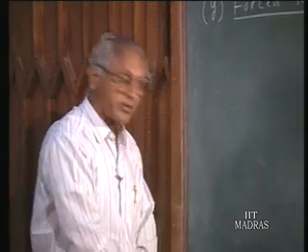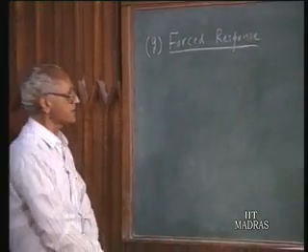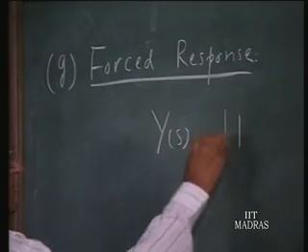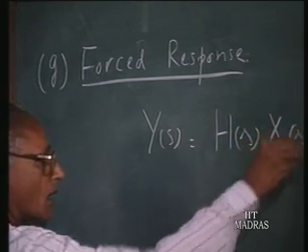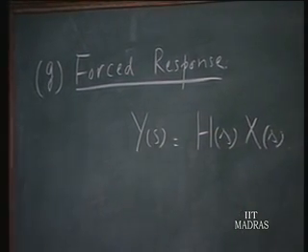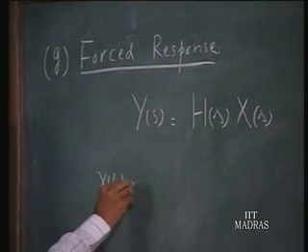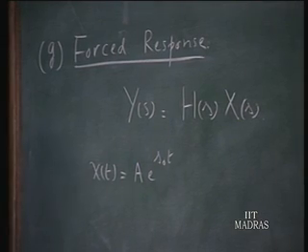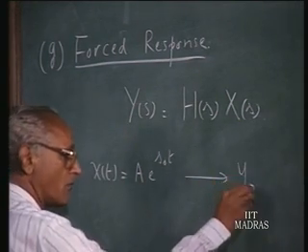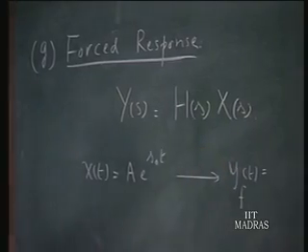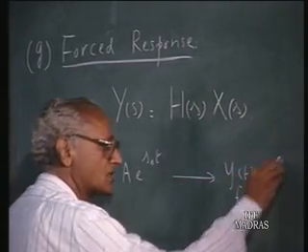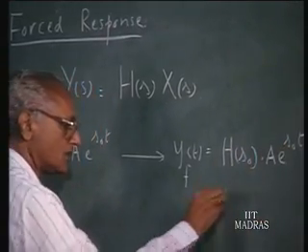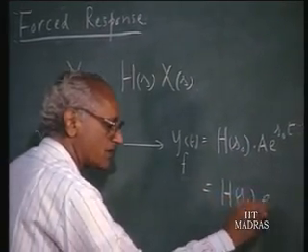Let us now look in some detail at the forced response characteristics of the system. We know that Y of s equals H of s times X of s. Now we will take a particular case of x of t, which is of the form A e to the power of s naught t. That is an exponential signal. Then it gives rise to a forced response y of t, which we have already seen in our preliminary lectures. y of t will be H of s naught times A e to the power of s naught t.